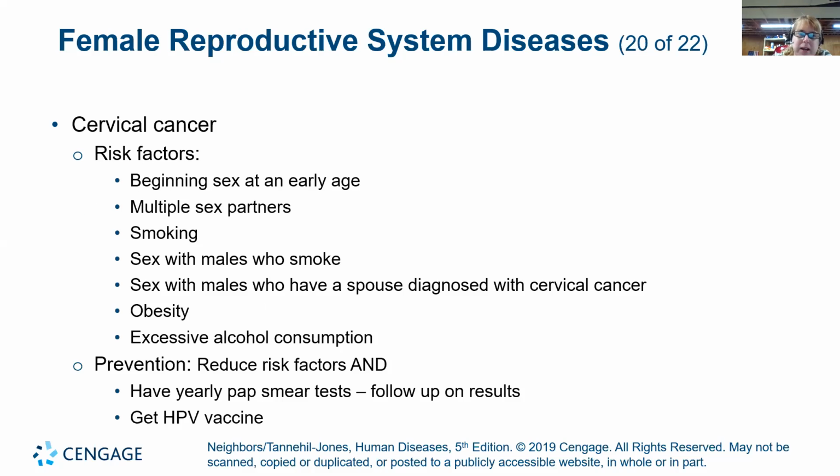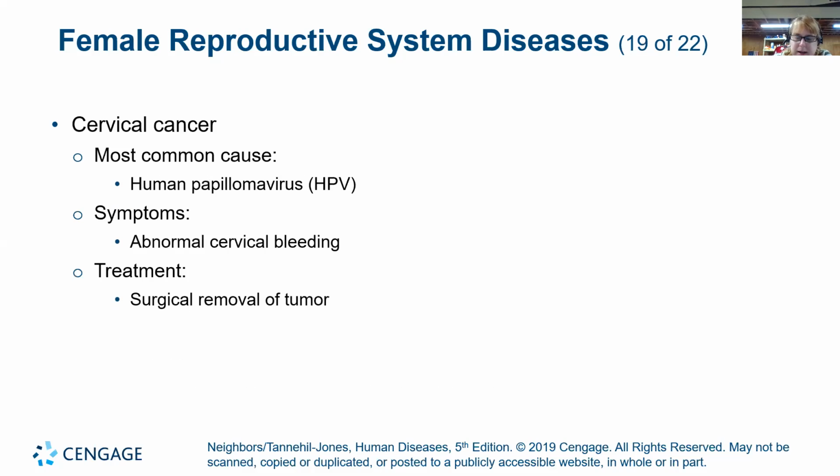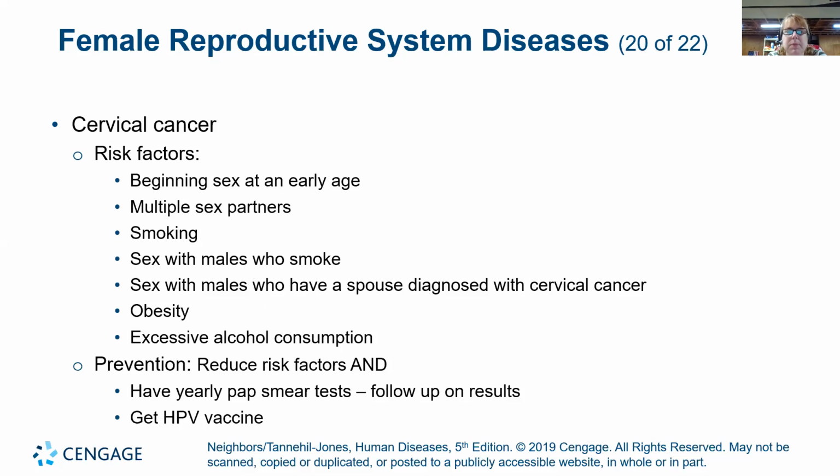So for cervical cancer, the risk factors are beginning sex at an early age, multiple sex partners, smoking, sex with males who smoke, sex with males who have a spouse diagnosed with cervical cancer, obesity, excessive alcohol consumption, because they all lead to mostly unprotected sex, okay? So if someone has cervical cancer or HPV, okay, they can pass it along.